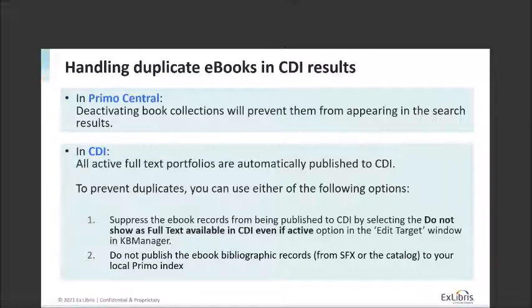Or alternatively, you can handle this on the Primo local side and decide not to publish the ebook bib records from SFX or your local catalog into your local Primo index. So either you take out one, which is the local, or you take out the CDI records, and that will prevent duplicates from showing up.